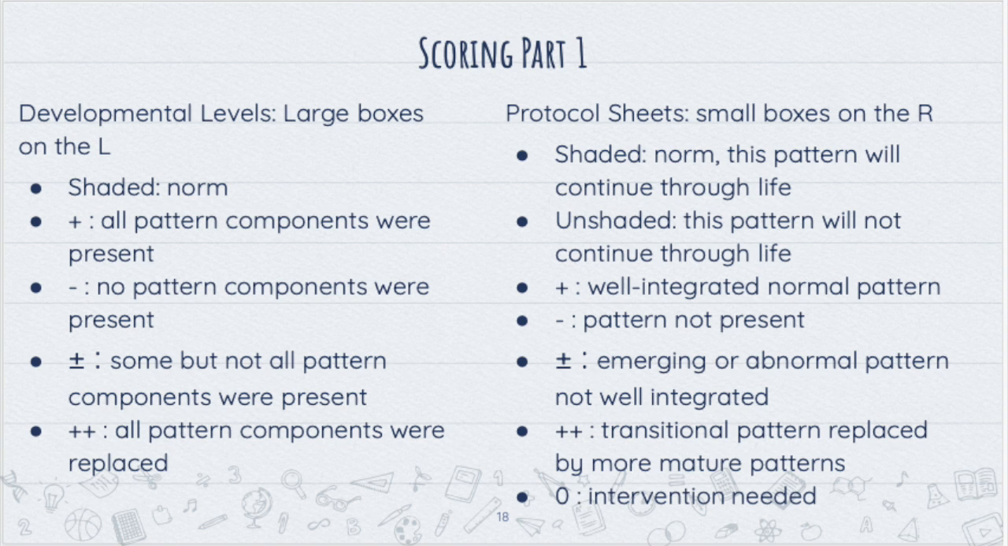On the protocol sheets, there are also small boxes on the right. The shaded boxes are the norms. This pattern will continue through life. The unshaded boxes, this pattern will not continue through life. A plus means that it's well integrated and it's a normal pattern. A minus means that the pattern was not present. A plus minus means it's emerging or abnormal pattern was not well integrated. A plus plus is transitional pattern was replaced by more mature patterns, and a 0 is intervention needed.